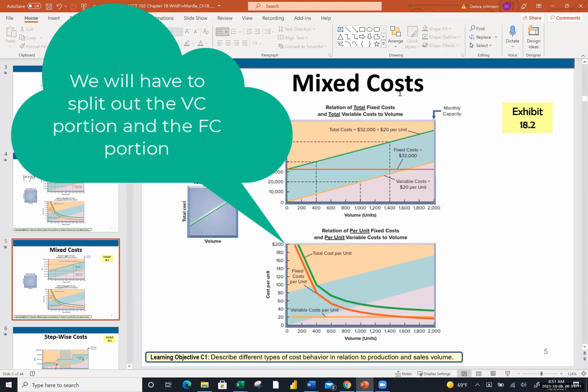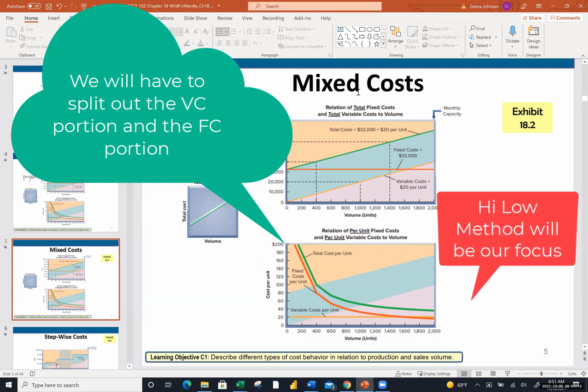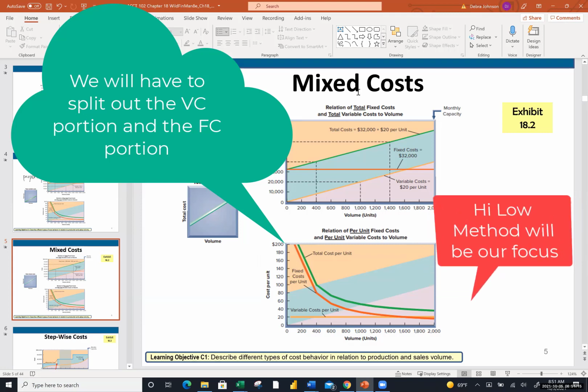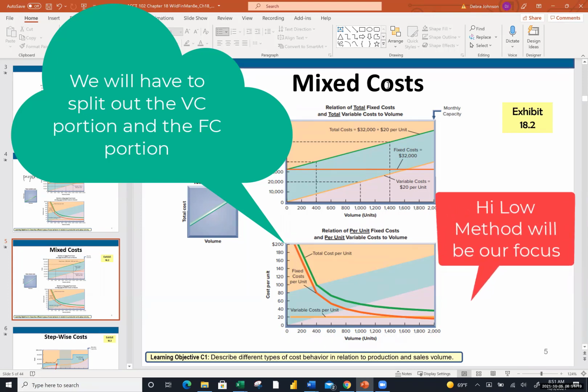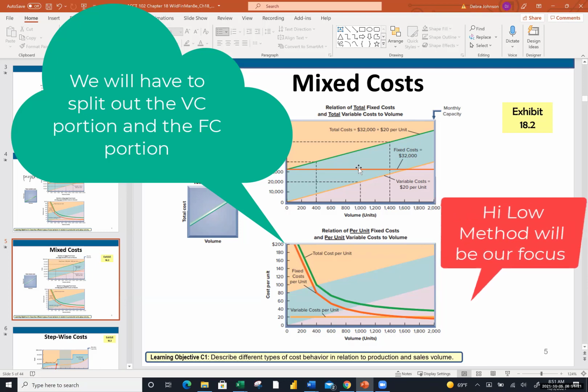So in your notes, mixed costs are dangerous for forecasting. And so we're going to learn 3 ways to get rid of them. Our focus is going to be on the high-low method.